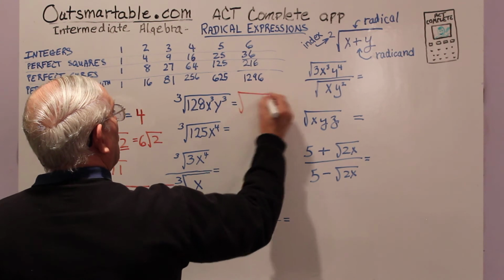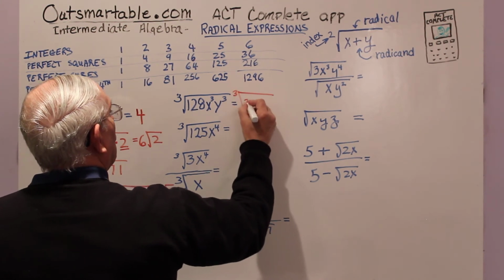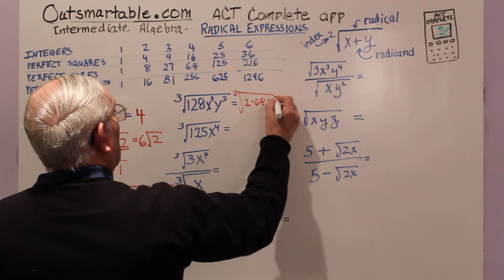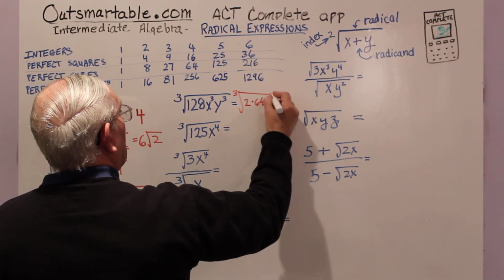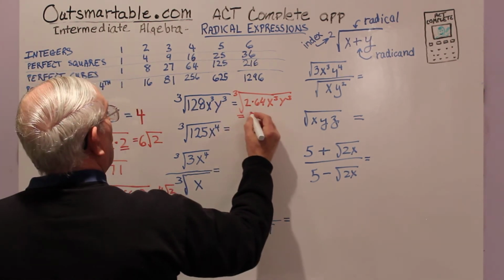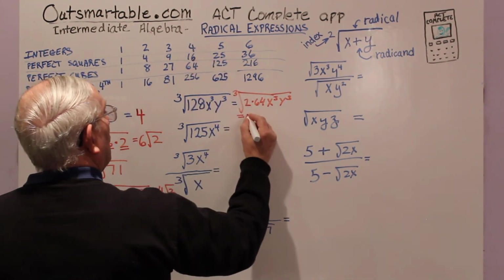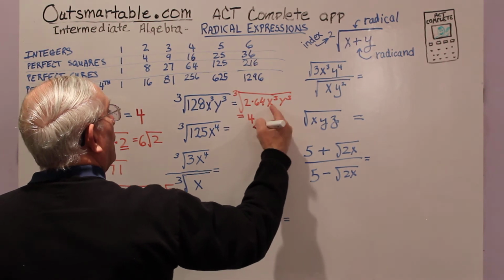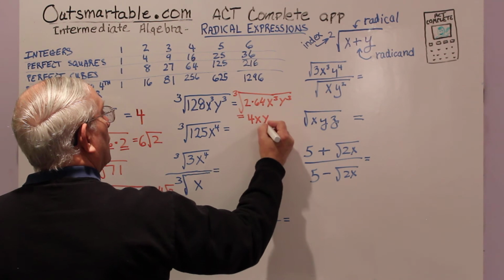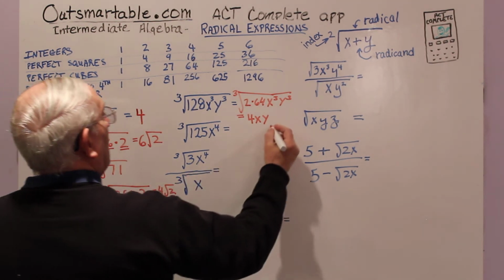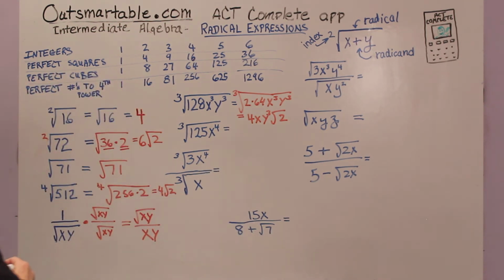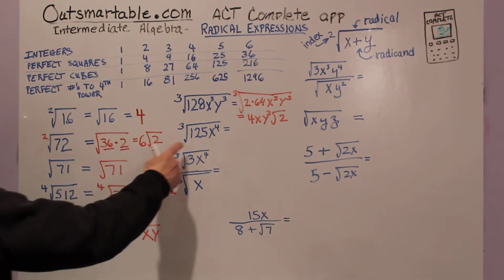So if we rewrite this as the cube root of 2 times 64 times x cubed times y cubed, and then we can take the 64 out, its cube root is 4. We can take the cube root of x cubed out. That leaves just the cube root of 2 inside the radical symbol. How about this next one?